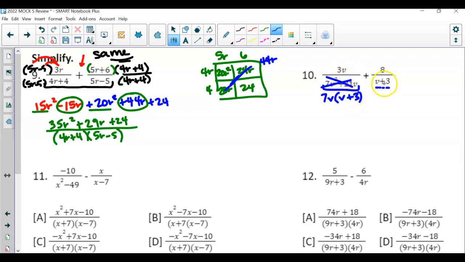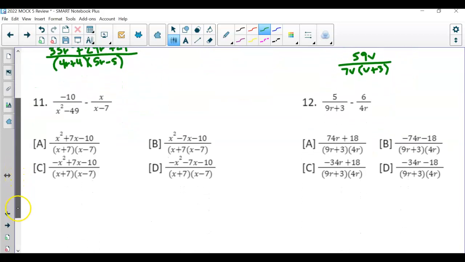Well, this denominator just has v plus 3. So what's missing for this denominator for them to be the same? 7v. We just need to multiply this second fraction here by 7v. So nothing we need to do with the first, so I'm going to bring down 3v. But now multiply 8 times 7, which is 56v, which leaves you with combining like terms because we're adding 59v over 7v times v plus 3.